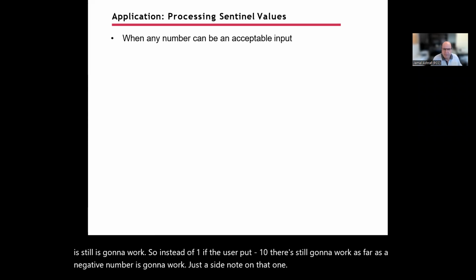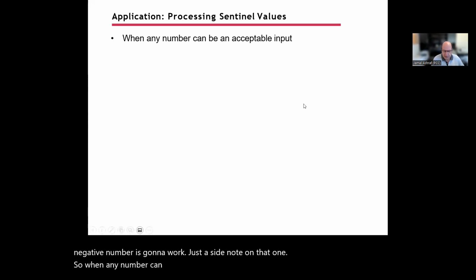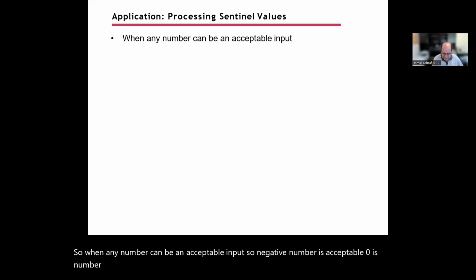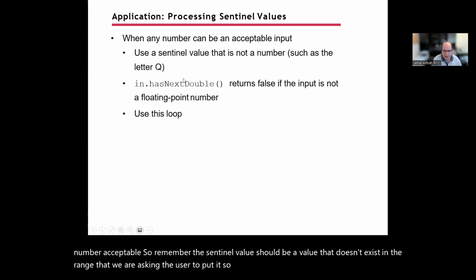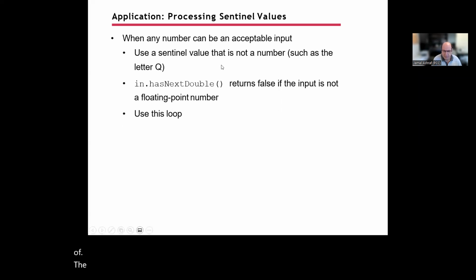When any number can be an acceptable input, so a negative number is acceptable and 0 is acceptable, remember, the Sentinel value should be a value that doesn't exist in the range that we are asking the user to enter. So in this case, we can ask for something outside of a number, like enter a number and Q to quit.